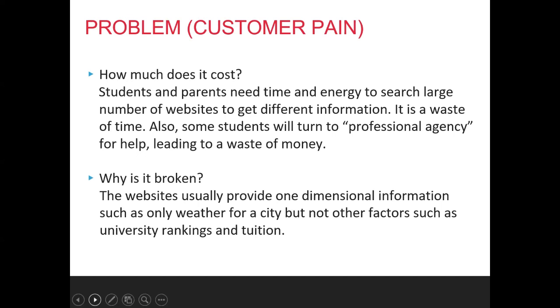Without our product, students will waste a lot of time in information collection. Also, some students may turn to professional agencies to help them make decisions. But actually, in reality, most agencies only provide suggestions based on university ranking, and it is just a waste of money. Instead of presenting one-dimensional information, we provide filters for university ranking, tuition, and weather. Students can easily get the list of their dream universities using our product.